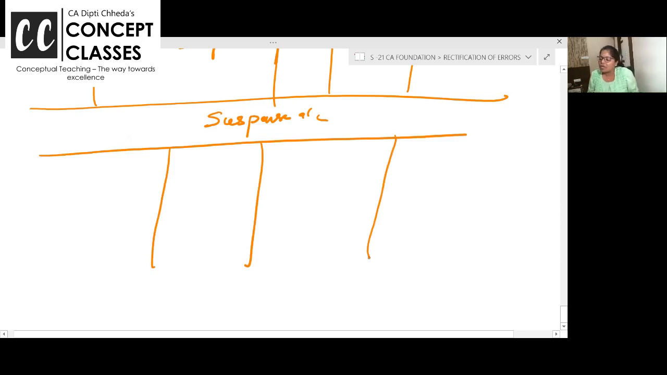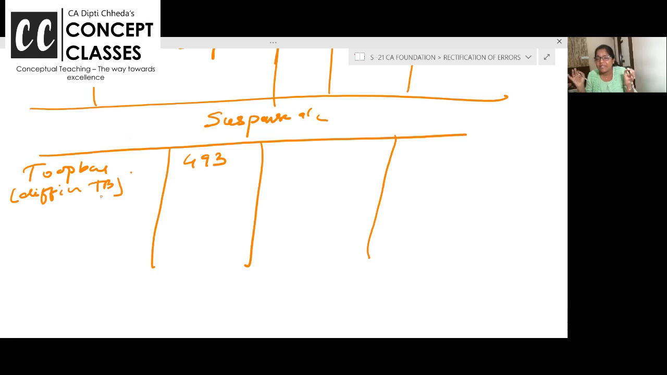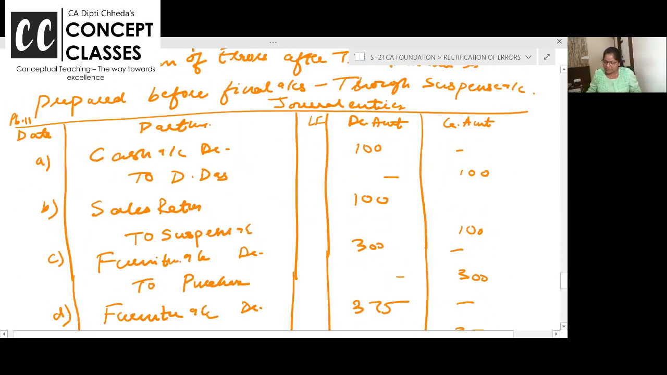Suspense account. 493 excess credit was coming in the trial balance. Definitely you must have put it on the debit side. Difference in trial balance, you can put it on the debit. Why debit side? Read the language of the problem. The very first line, read, read, read again. Trial balance was out by 493. Excess credit, debit nothing.